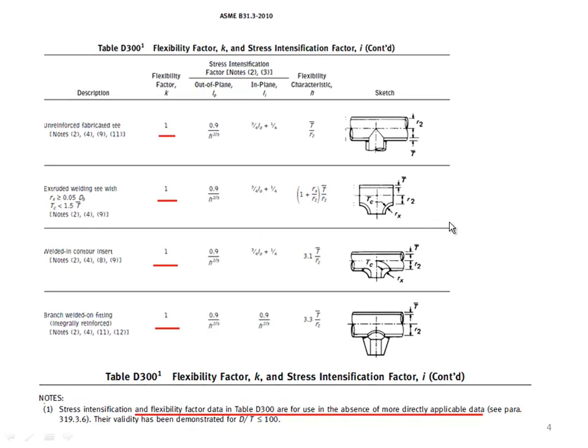So we're improving the stress calculations, but if we look at Appendix D, the K factors for branch connections are all 1. Note 1 to the Appendix D Table D300 states that flexibility factor data are only for use in the absence of more directly applicable data. So do we have more applicable data for the K factors?